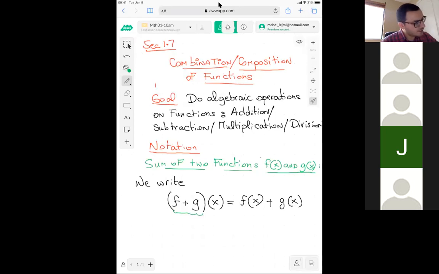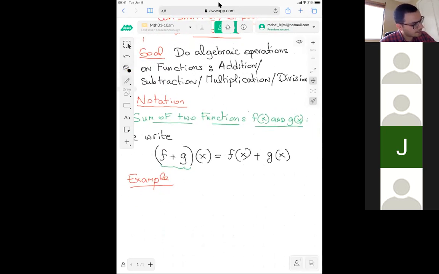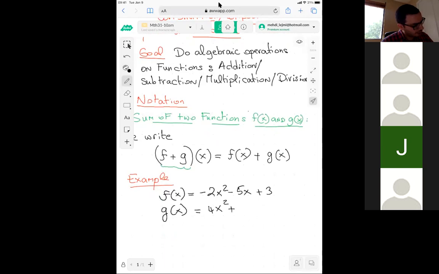So for example, let's say f of x is negative 2x squared minus 5x plus 3, all right? And then g of x is 4x squared plus 2x minus 4. So we have two different functions, f and g.